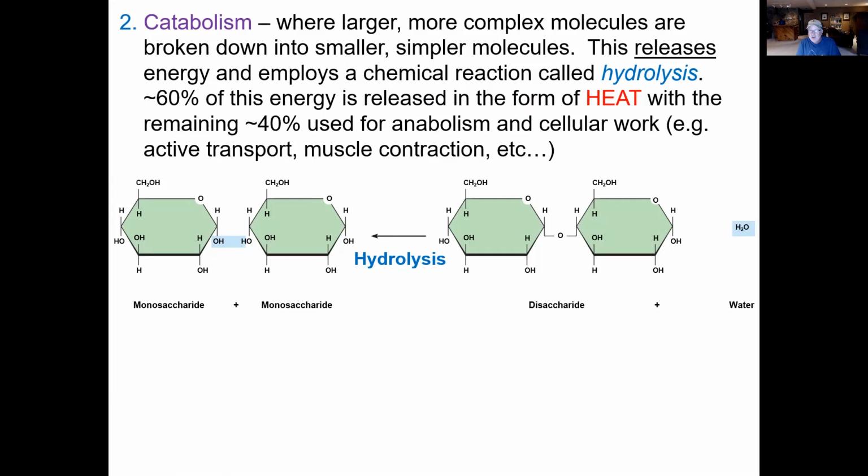Note, however, that this process doesn't require energy, but actually releases energy. Okay, so it's a little different in that sense. It's producing energy. Now, a lot of the energy that's produced during this breakdown process, which is really a digestive process in and of itself, a lot of the energy that's given off by you right now, as you're sitting there watching this video, is in the form of heat.